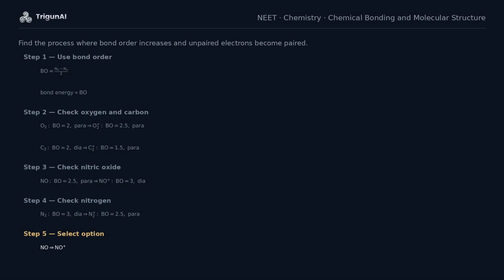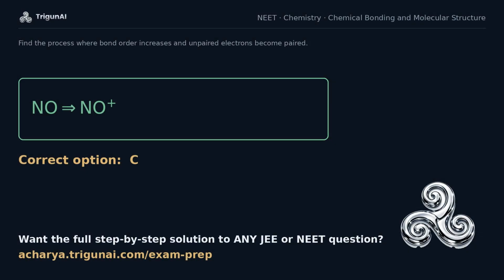Only nitric oxide ionizing to nitrosonium ion gives both required changes, increased bond energy and paramagnetic to diamagnetic behavior. The correct answer is option C, nitric oxide to nitrosonium ion.